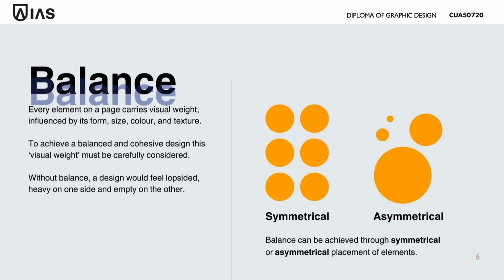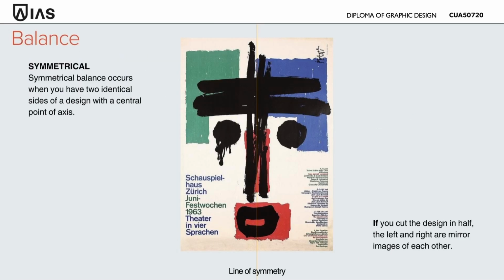Now on to balance. Every element on a page carries a certain visual weight, which is influenced by its form, size, color, and texture. To achieve a balanced and cohesive design, this visual weight must be carefully considered. Without balance, a design would feel lopsided, heavy on one side, and empty on the other. Balance can be achieved through a symmetrical or asymmetrical placement of elements. Let's have a look at some examples.